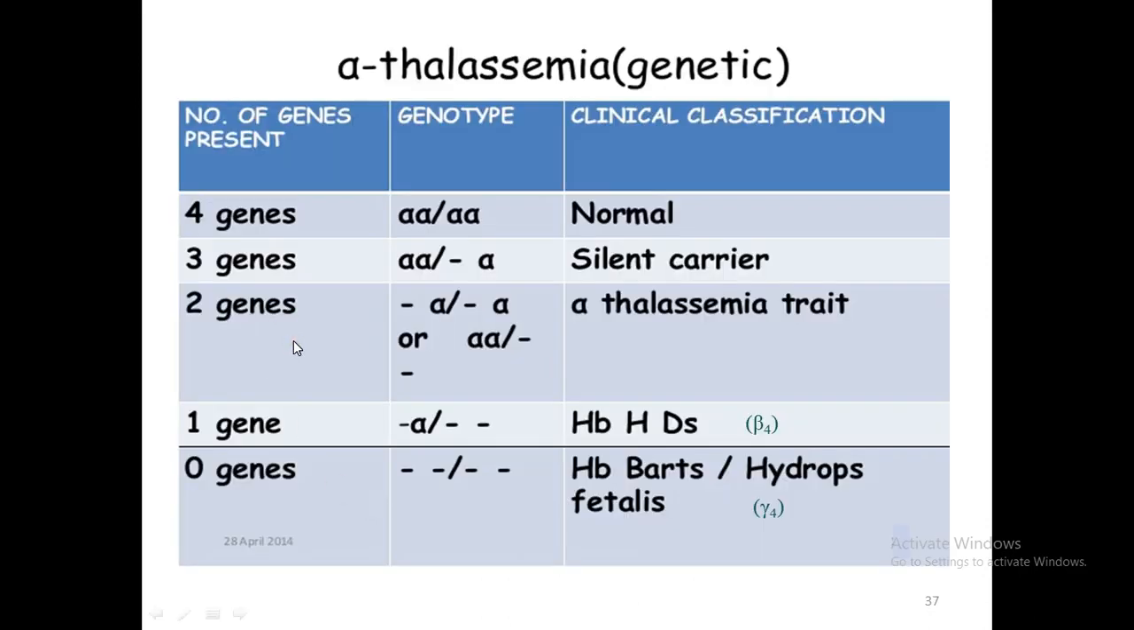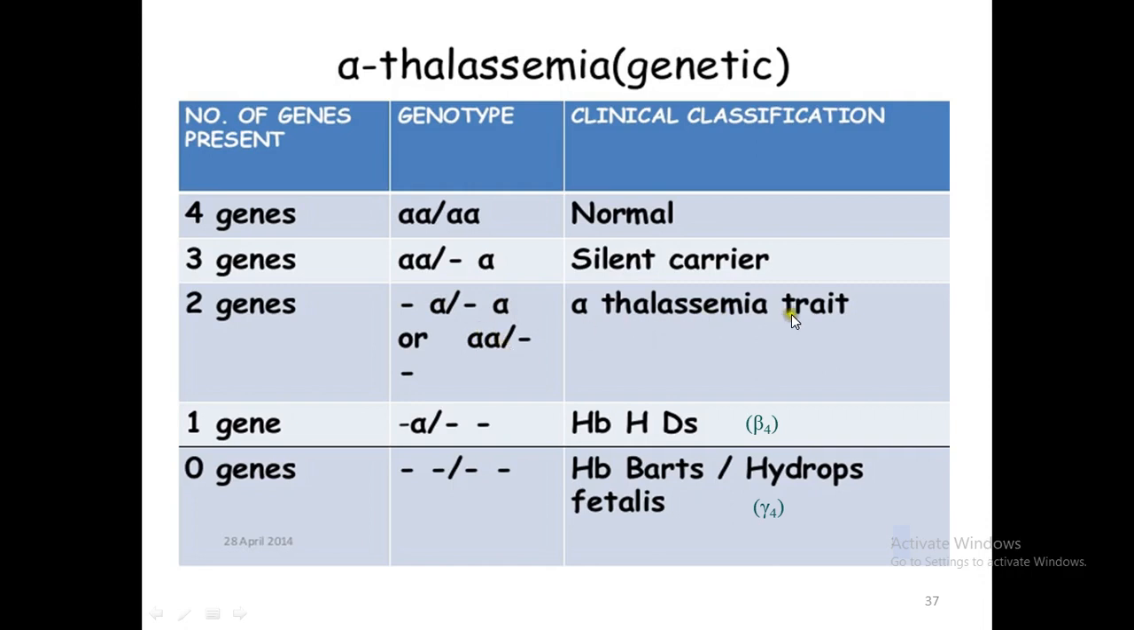So in alpha thalassemia, what are the genetics? If 4 genes are normal, that is, the genotype is alpha alpha from one chromosome, alpha alpha alleles from the other chromosome, then the person is normal. If there are only 3 genes which are normal, then the genotype is alpha alpha and dash alpha, because one allele is missing. So this patient is called a silent carrier. If 2 genes are affected, then the genotype is dash alpha and dash alpha, meaning there are only 2 alleles found, one from each parent.